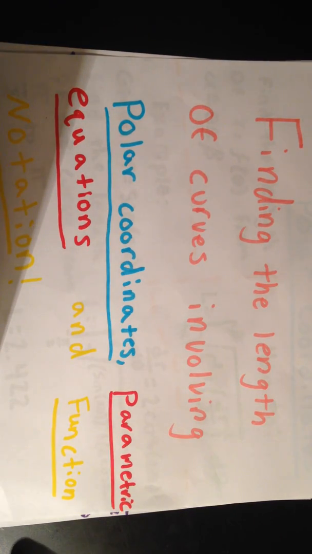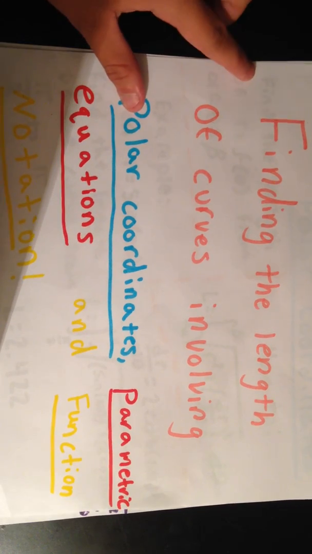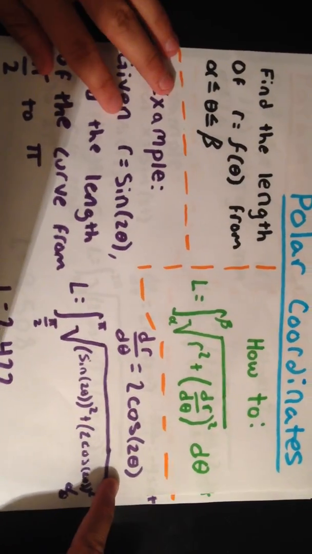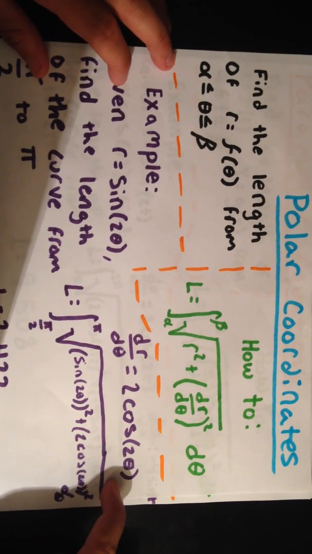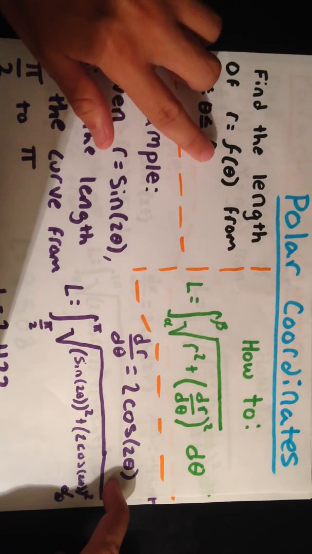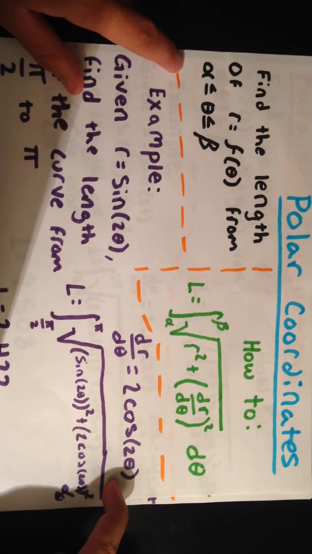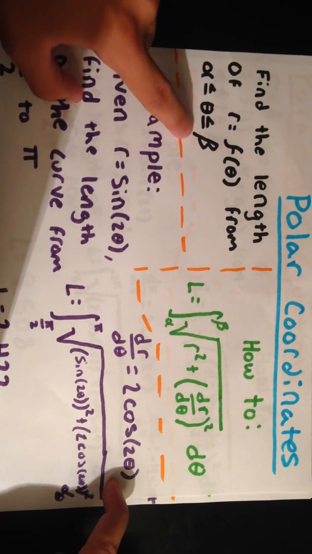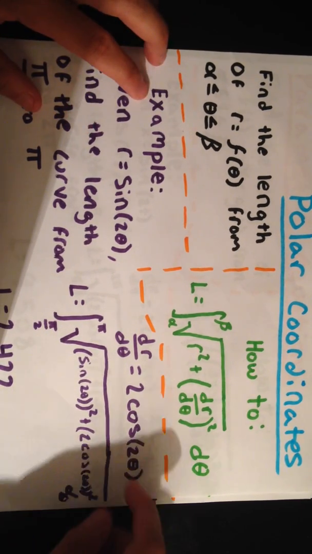Welcome to finding the length of curves involving polar coordinates, parametric equations, and function notation. So let's start with finding the length of curves of polar coordinates. Find the length of r = f(θ) from α ≤ θ ≤ β. So how to do that?